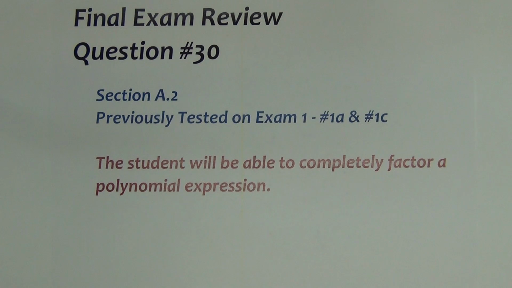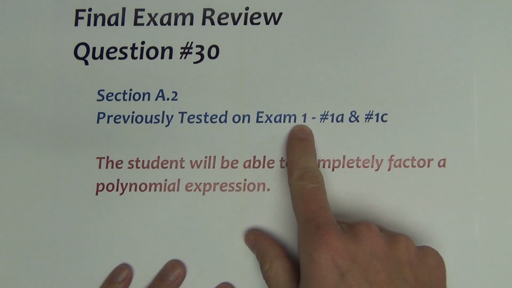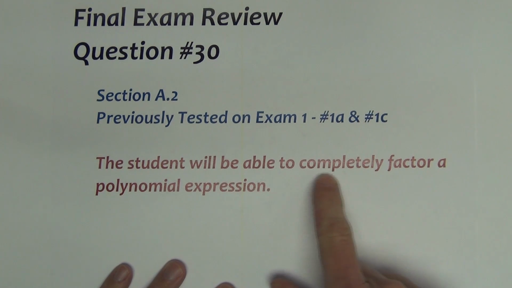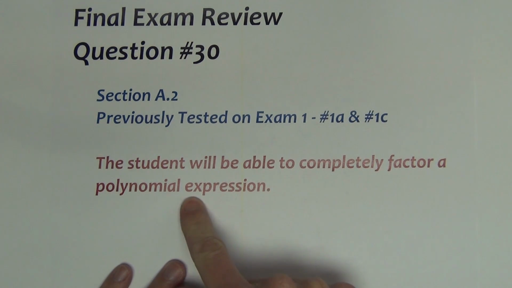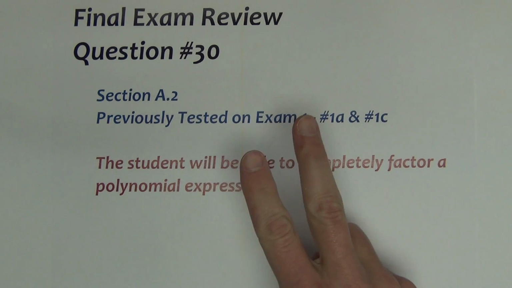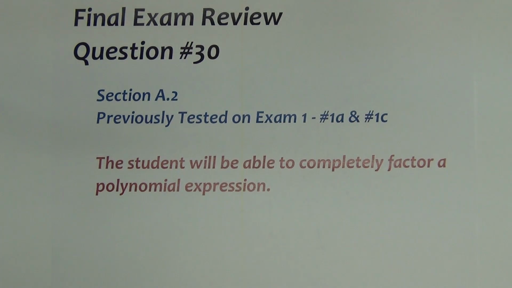Question 30 on the final exam comes from section A.2, previously tested on exam 1, questions 1A and 1C. I'm testing here, can you completely factor a polynomial expression, but more specifically one that has only two terms. That's what you're going to see on these three example problems. So, two-term polynomial expressions.